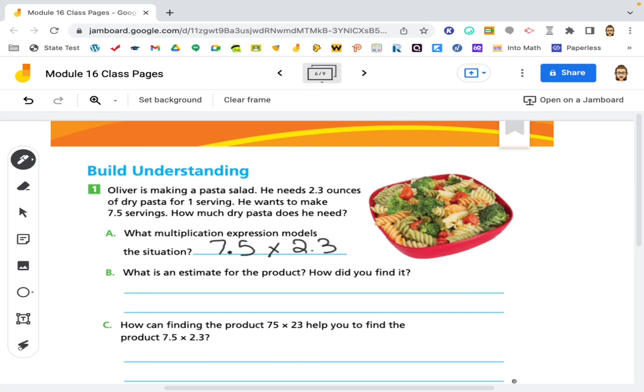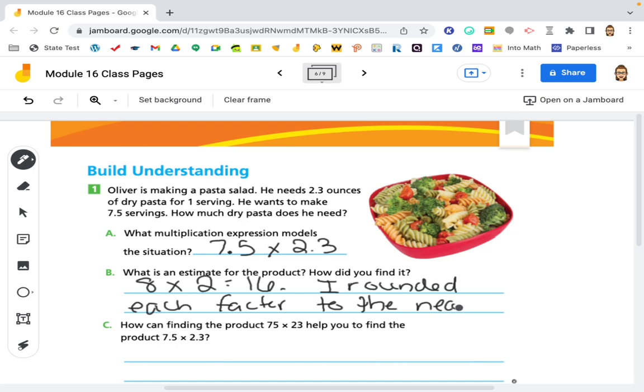Well, we could round 7 5/10 to 8 and 2 3/10 to 2, not to 3. And that would equal 16. So I rounded each factor to the nearest whole number.